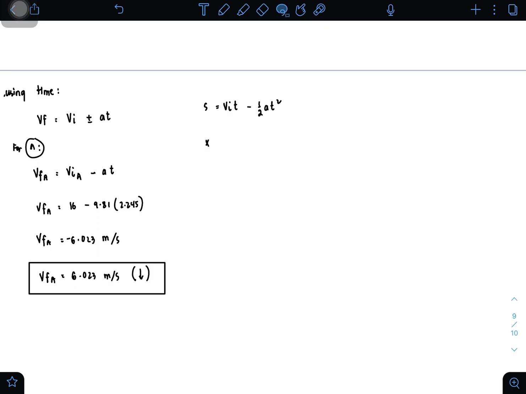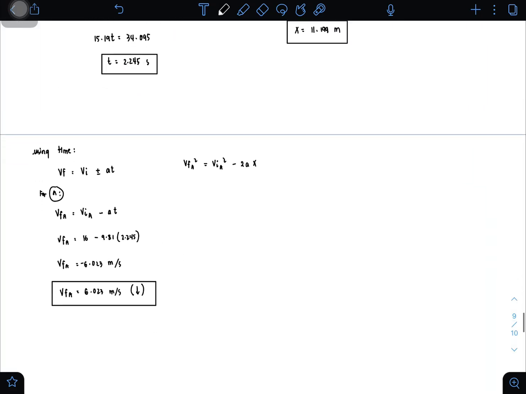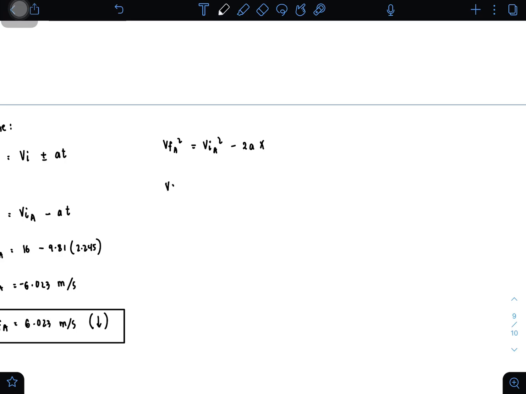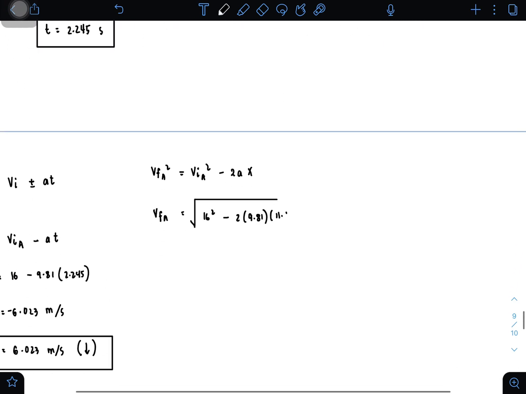No, we're finding impact velocity. So we can use final velocity square equals initial velocity square minus twice the acceleration times the distance x. No? The distance is 11.199. So this is the final velocity square, or square root lang. So this one, this is 16 square minus 2 times 9.81 times 11.199.